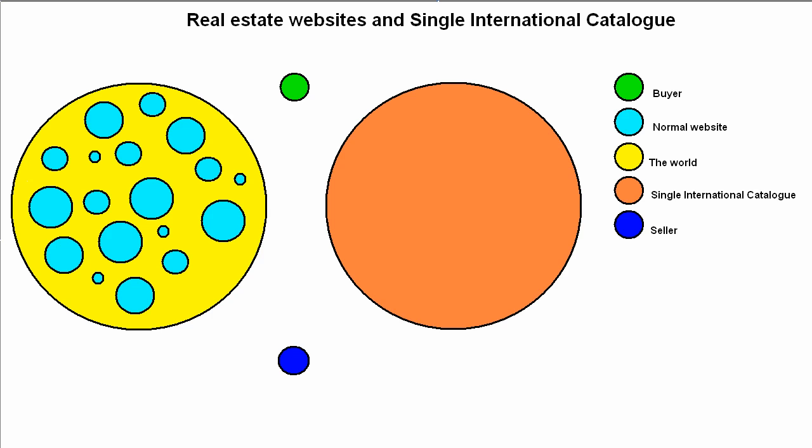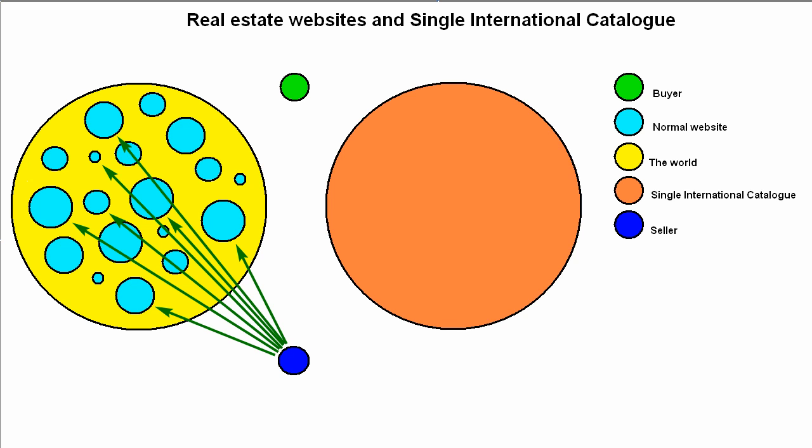The green dot represents the potential customer who is looking for a property to buy, and the blue dot represents the seller. To enhance the visibility of the property, the seller tries to put them in as many sites as possible. For the same reason, the customer, to find the right property, is forced to look in as many sites as possible.